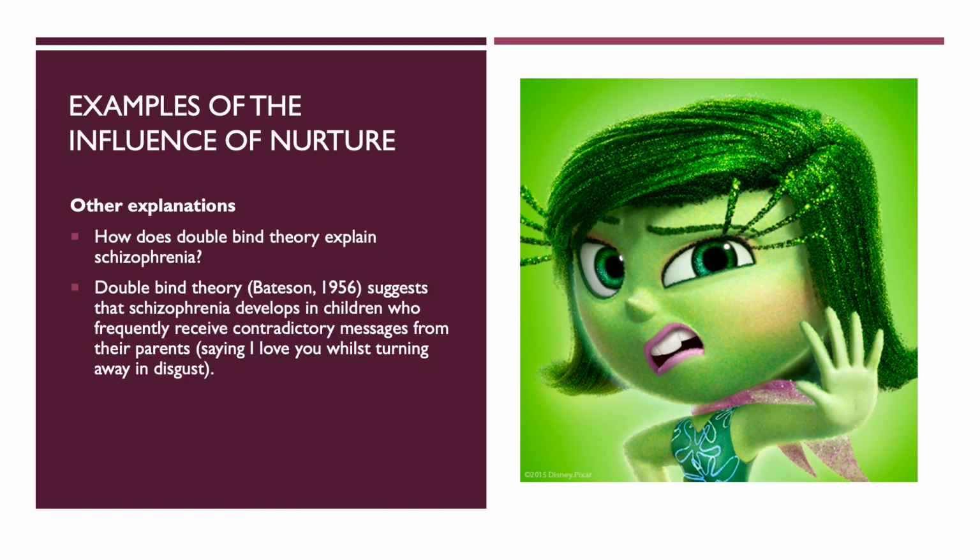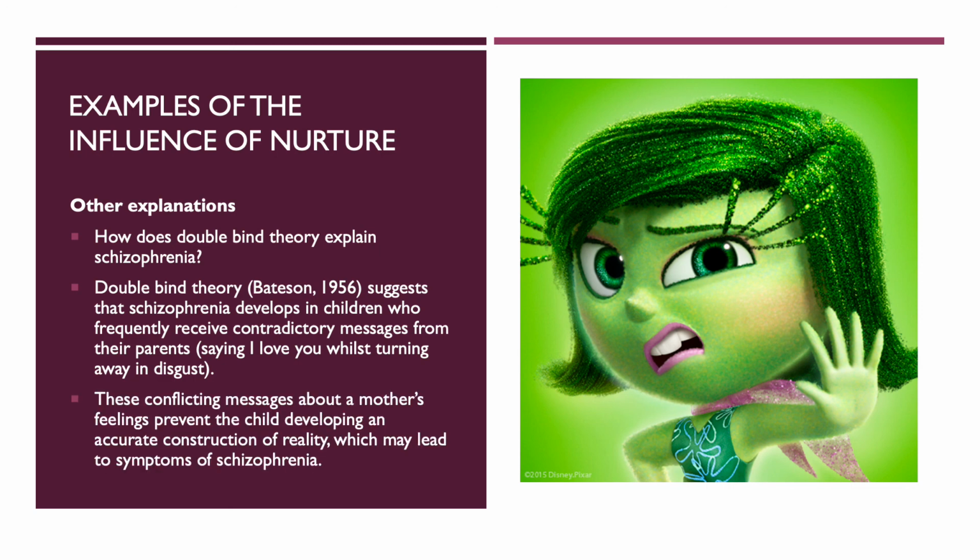It was Bateson who suggested that schizophrenia develops in children who receive contradictory messages from their parents. So for example, a mother saying, "I love you," whilst turning away in disgust. Or I remember Doug and Jack's role play of when the father made a big deal out of planning the birthday party and then didn't show up. So it's these conflicting messages that parents give, and they prevent the child from developing an accurate construction of reality, which may lead to the symptoms of schizophrenia.